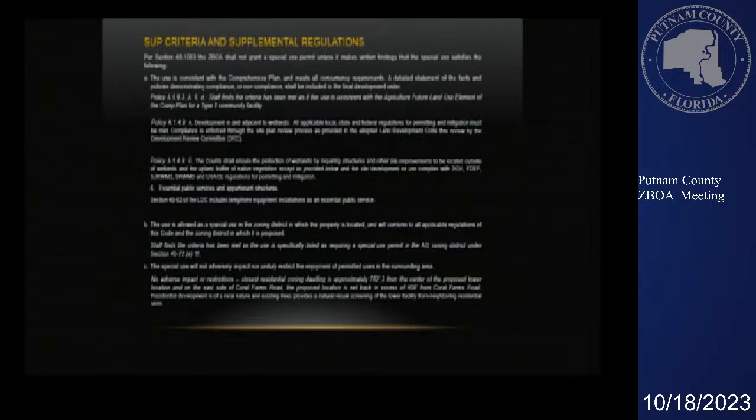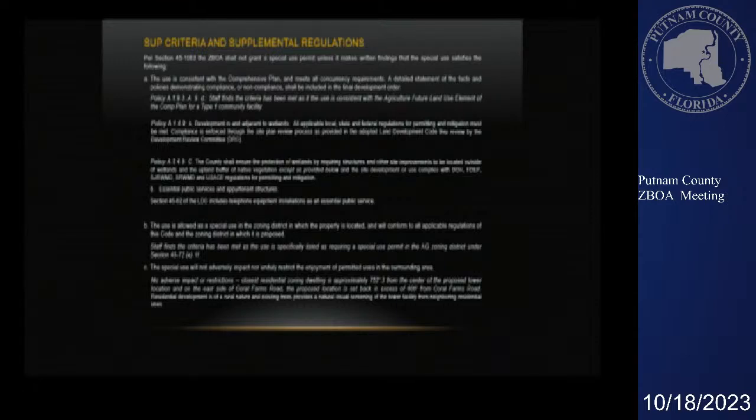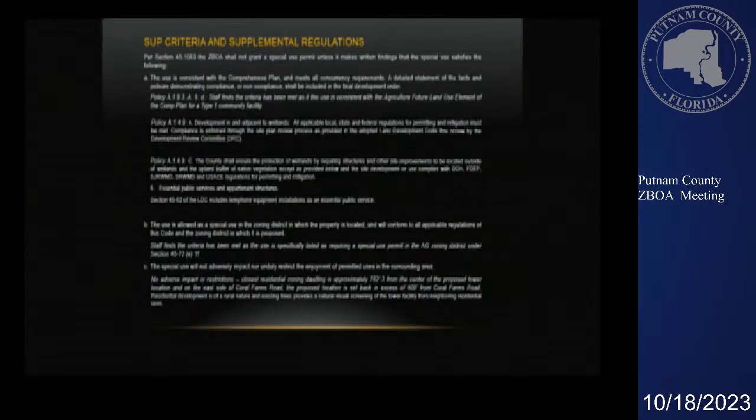Supplemental use criteria and the regulations per section 45-1083: the Zoning Board of Adjustment shall not grant a special use permit unless it makes written findings that the special use permit satisfies the following. The use is consistent with the comprehensive plan and meets the concurrency requirements. A detailed statement of the facts and policies demonstrating compliance or non-compliance shall be included in the final development order.